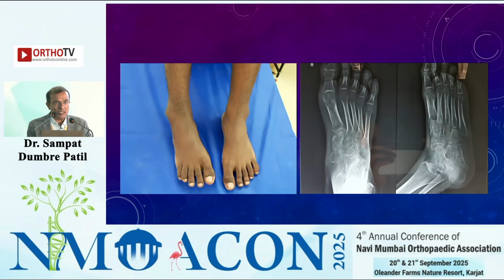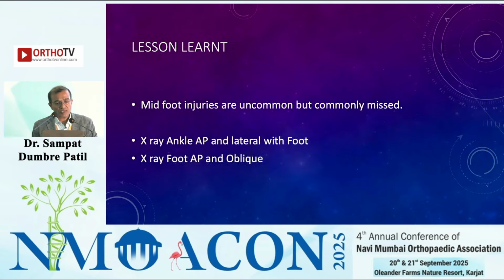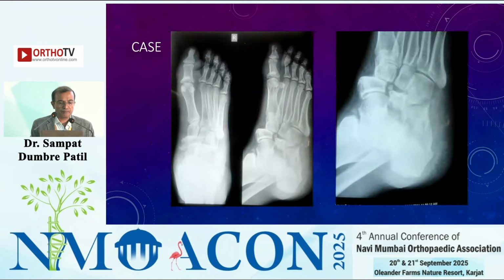So clinically it was quite apparent, but missed on the X-ray because it's a junctional zone. And invariably he landed up in a midfoot fusion, and it's quite morbid. So when you order the X-ray, it should be ankle AP and lateral with foot. That should be included. If you take only the ankle lateral, then so many times midfoot injuries are missed.